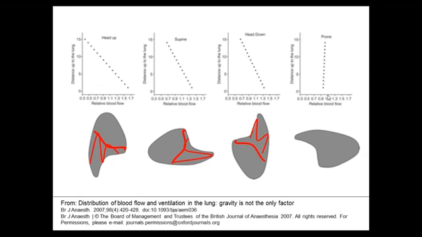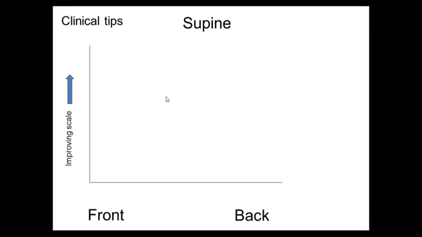In prone position you have almost equal or even distribution of blood through the lung. And we know that in supine position you have the front part of the lung and the back part of the lung. So the front is getting less blood and the back of the lung is getting more blood in supine position. The opposite is true for the ventilation.